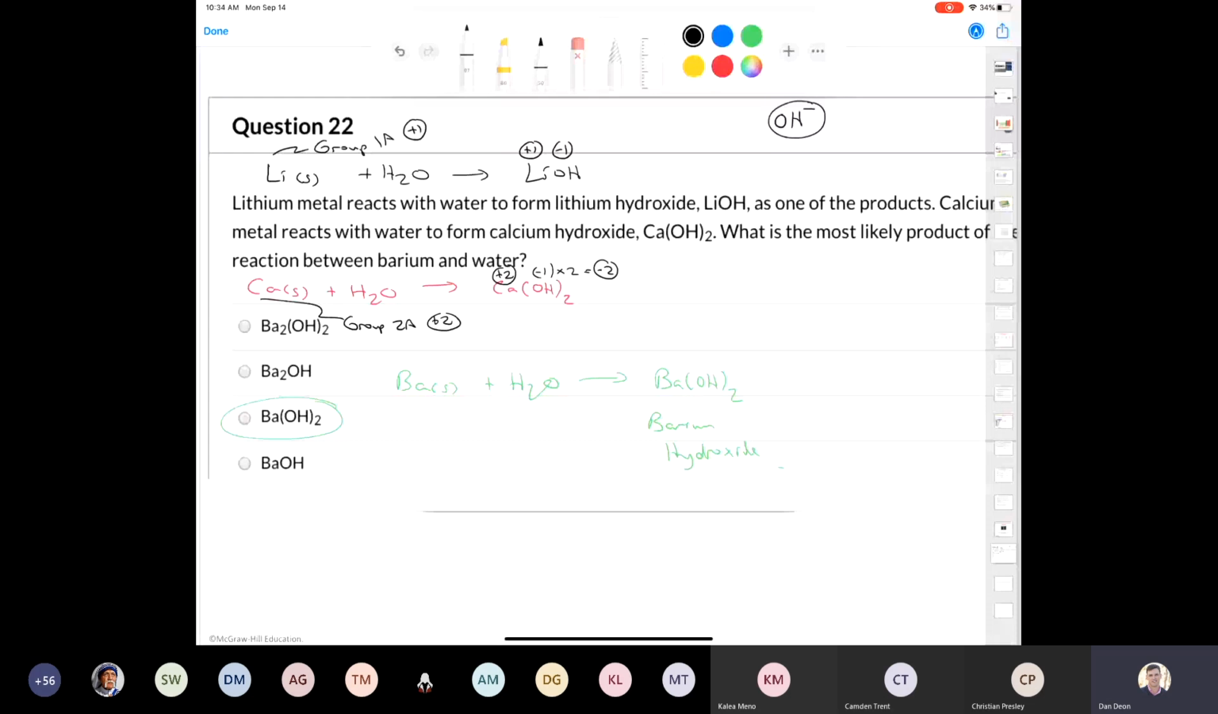The only thing that you have to be able to extract from this question is that calcium and barium come from the same group. They're both from group 2A. And so barium should have a charge of +2, and so it should combine with 2 hydroxides. That's all you need to get out of this question. Give me a thumbs up if you follow me on that.